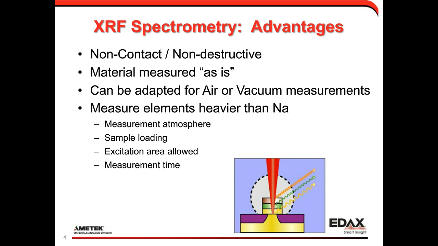This depends on a lot of different factors. One, measurement atmosphere. In general, we use vacuum to measure sodium, magnesium, aluminum, those kinds of elements. Sample loading. If the sample is heavily loaded with something, then our sensitivity for that element is obviously better. The amount of area that we're exciting: if we have to focus on a very small area, this may affect our sensitivity for certain elements.